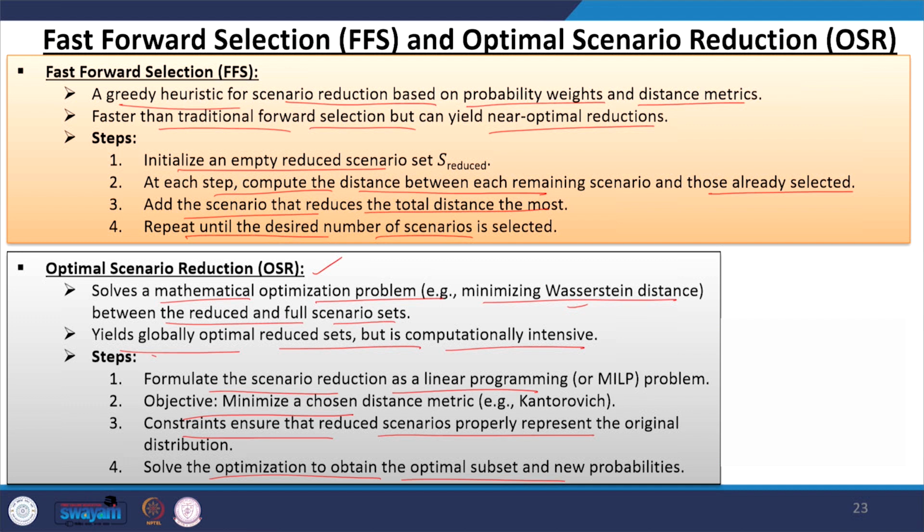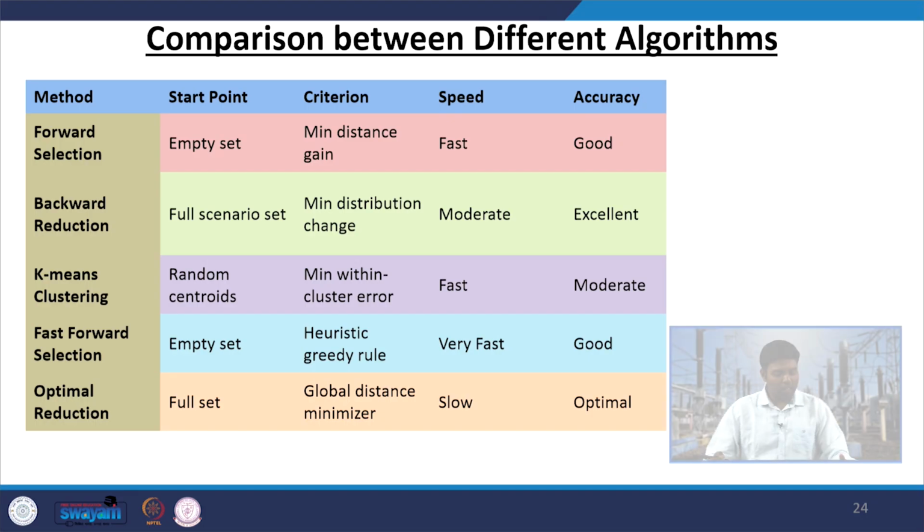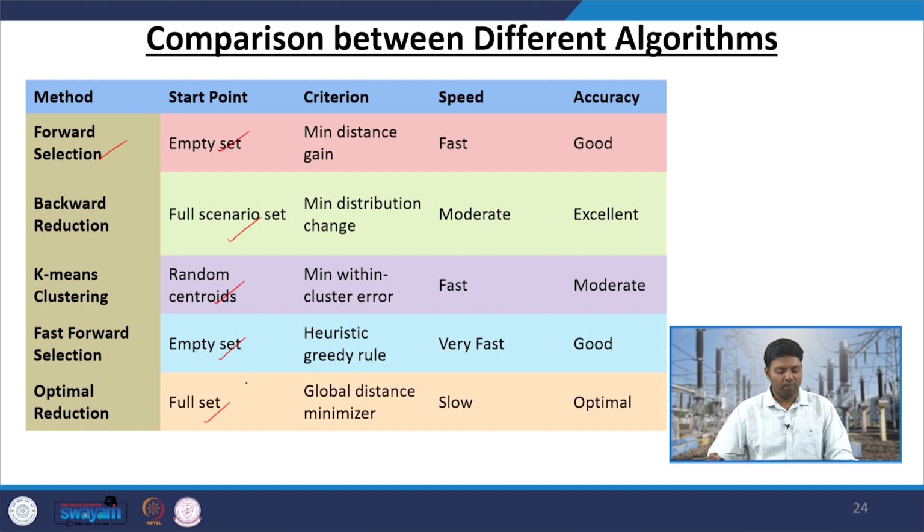Okay. So, with this you will see the comparison between different methods. For forward selection, the start point is an empty set, for backward reduction it is the full scenario set, for k-means it is random centroids, for fast forward selection it is also an empty set, and for optimal reduction it is the full set. For forward selection, the criterion is the minimum distance gain, for backward selection it is the minimum distribution change, for k-means clustering it is the minimum within-cluster error, and for fast forward selection and optimal reduction it is the greedy rule and the global distance minimizer respectively.